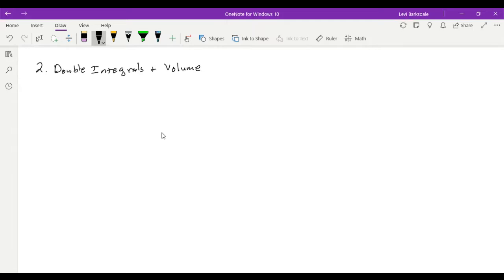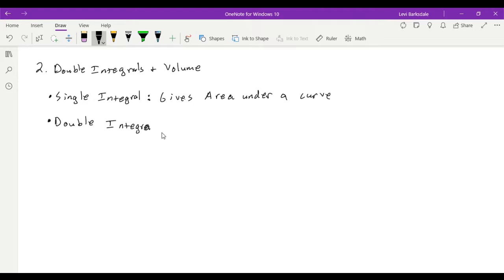If you recall back when you learned about a single integral, one of the key things of a single integral is it actually gives you an area under a curve. Double integrals do the same thing, but one degree up. Rather than giving area, which is 2-dimensional, it will give you volume, which can be thought of as 3-dimensional. Volume under a surface.